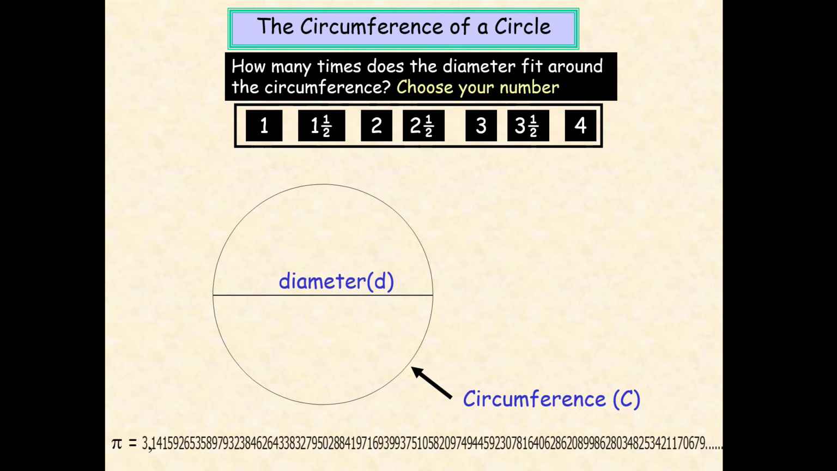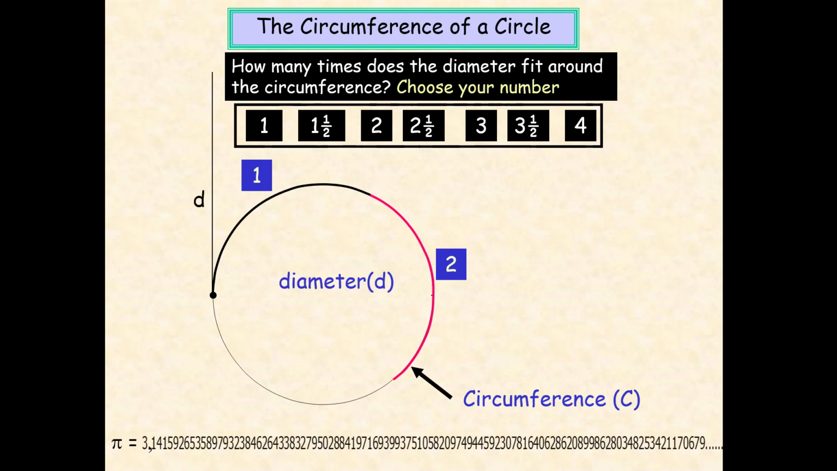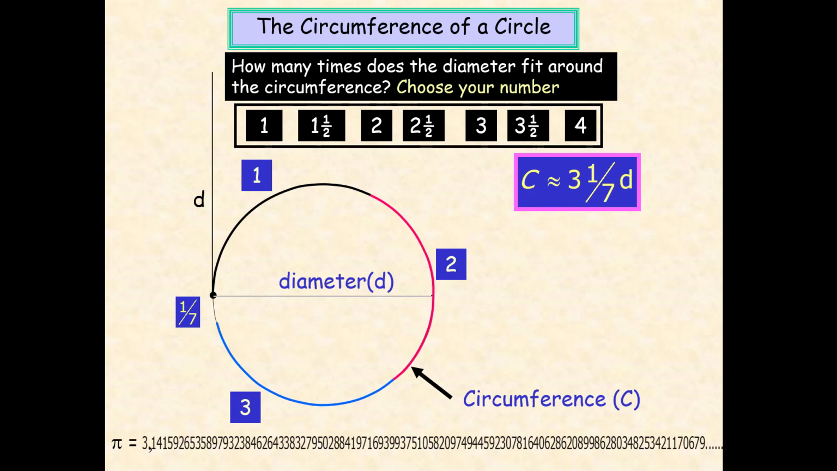So guess, how many times does the diameter fit around the circumference? Choose your answer. Let's take out the diameter and fit it into the circumference. Once, twice, 3 times, and a little bit. In fact, exactly 3 1/7 or 22/7. And this is called pi. This is a special number. It's an irrational number, and you will learn later that pi is an irrational, non-recurring decimal.